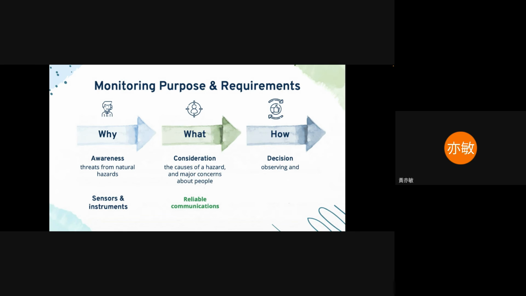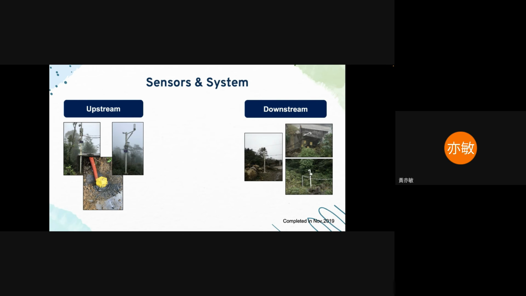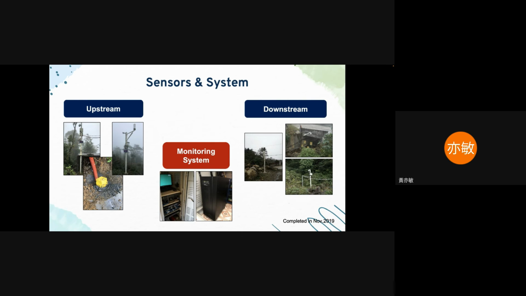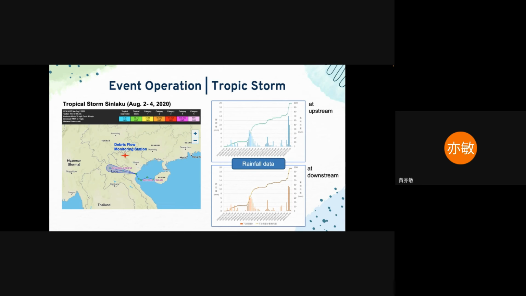Why do we do the debris flow monitoring at SOPA, what do we monitor at SOPA, and how do we do the monitoring? It's a similar question one more time. So ask yourself why, what, and how when we think about our monitoring system and management system. For upstream and downstream, we have different types of sensors, and we have one monitoring system. So we collect all the data together, put them in our base stations, and we can transmit data in real time.